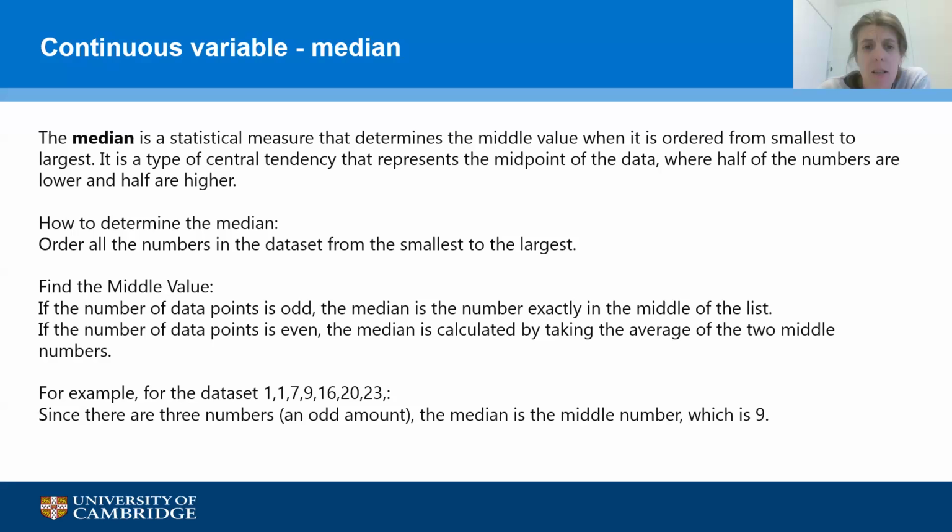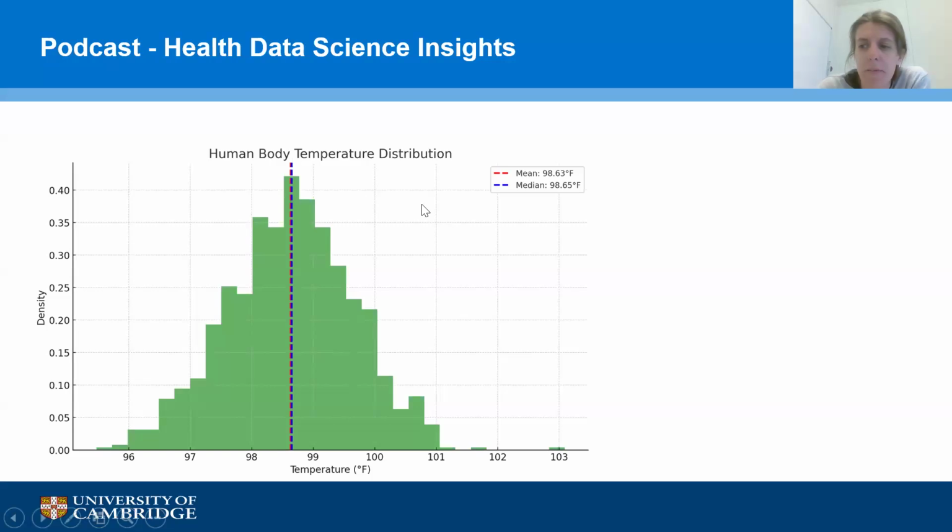And here are a couple of examples where you can see the difference between the mean and the median. This is the human body temperature of a group of people. You probably know that this is distributed more or less as a normal distribution, where these two values of central tendency are very close to each other. So the mean is 98.63 and the median is 98.65. So they are very close to each other.